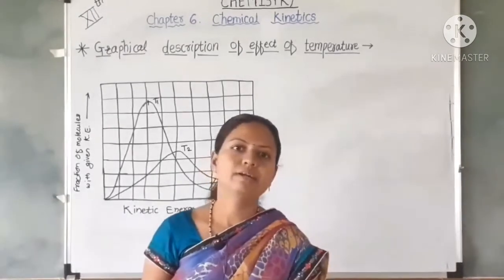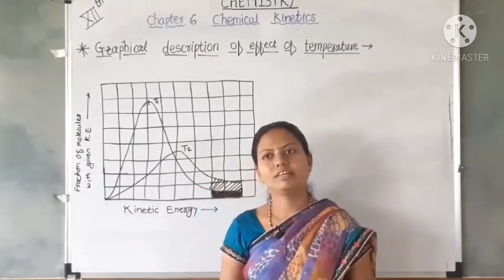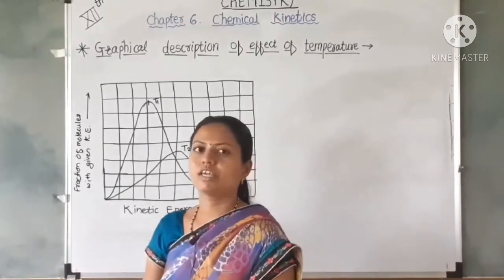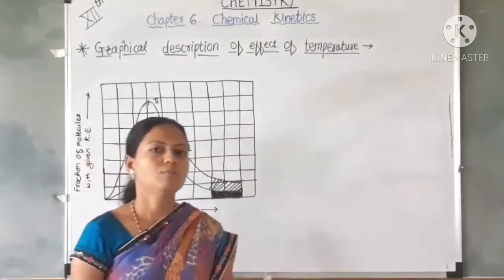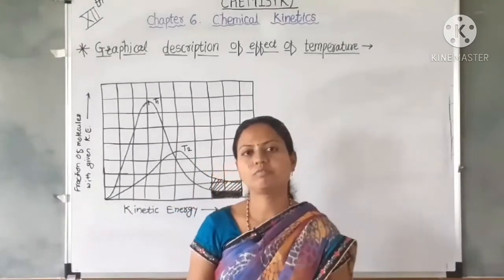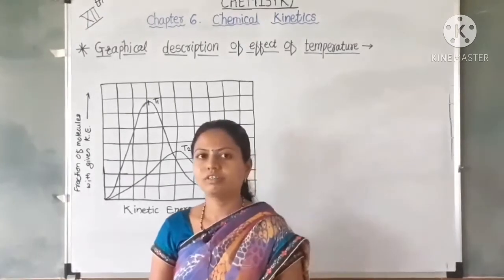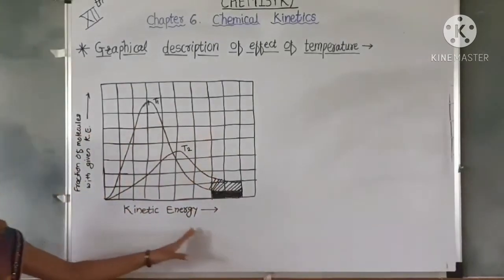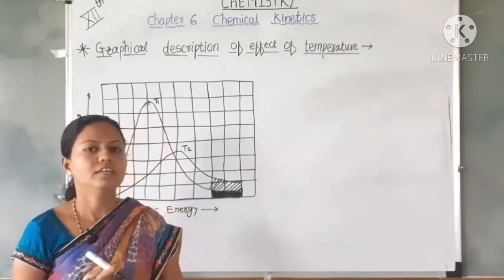So, at a given temperature, the fraction of molecules which possess kinetic energy equal to or greater than the activation energy leads to the product. That means those reactant molecules which have sufficient kinetic energy and proper orientation give the product, and the reaction can proceed. If the temperature increases, the rate increases.